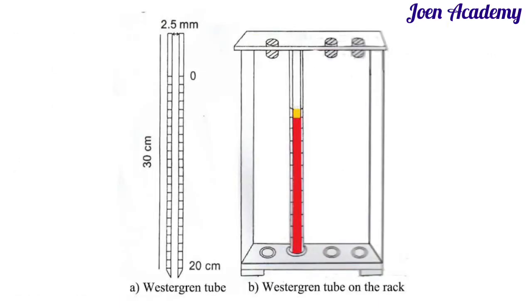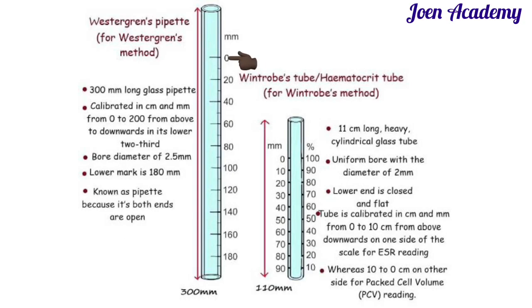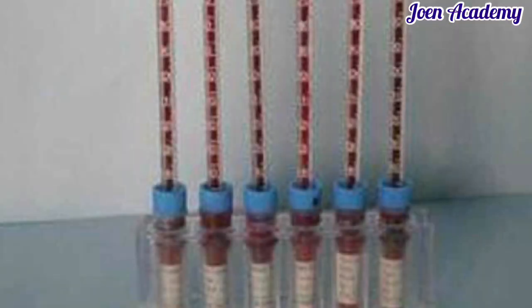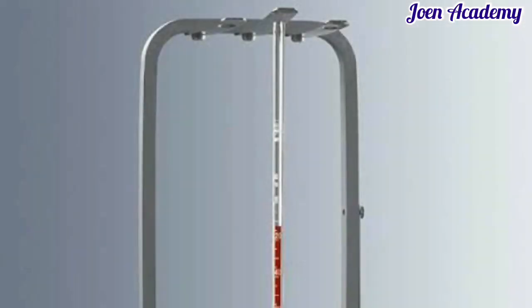Firstly, the Westergren method. The Westergren method is carried out using Westergren's tube. And Westergren's tube is a tube that is 300 mm long and it is open on both ends. It is marked 0 to 200 mm from above downwards and can only be used in the determination of erythrocyte sedimentation rate. The procedure for this method is that 1.6 ml of blood is mixed with 0.4 ml of 3.8% sodium citrate and it is loaded in the Westergren's tube. The ratio of blood and anticoagulant, which is sodium citrate, is 4:1. The Westergren's tube is then fixed to stand in vertical position and left undisturbed. At the end of 1 hour, the reading is taken.